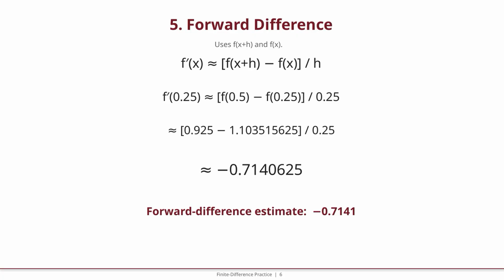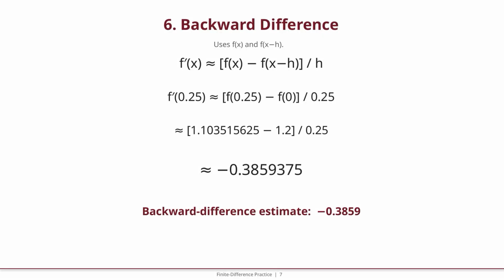First, the forward difference. We use the formula f of x plus h minus f of x, all divided by h. Plugging in our values, we subtract 1.1035155625 from 0.925 and divide by 0.25. This gives a forward difference estimate of negative 0.7141.